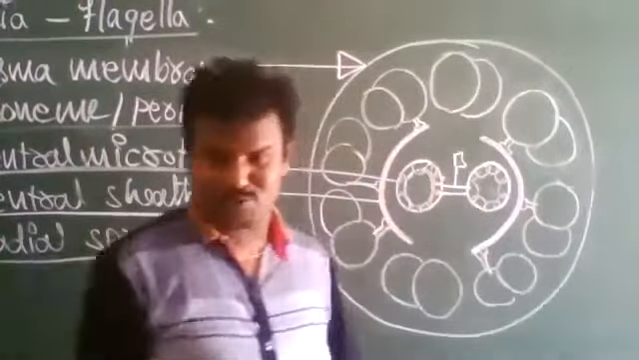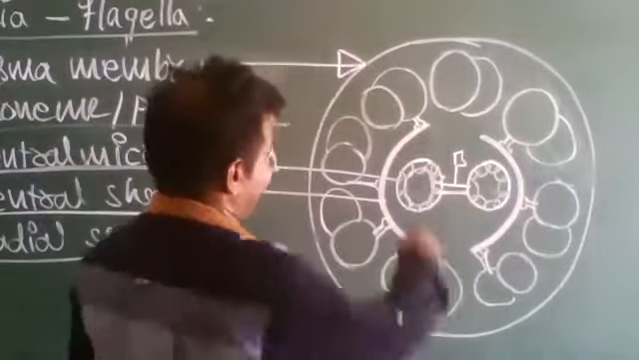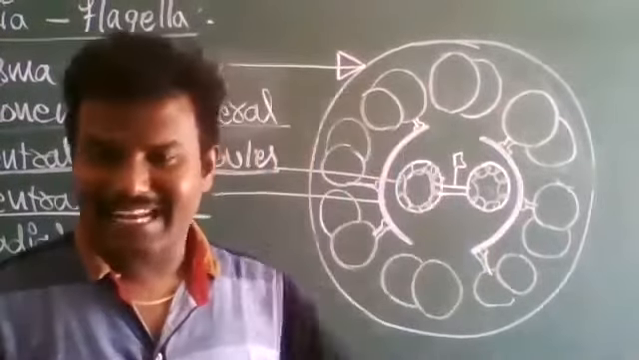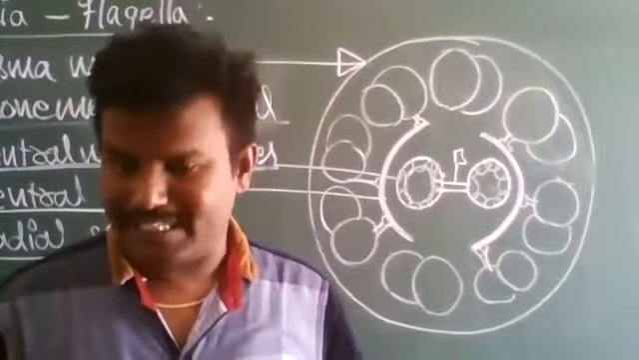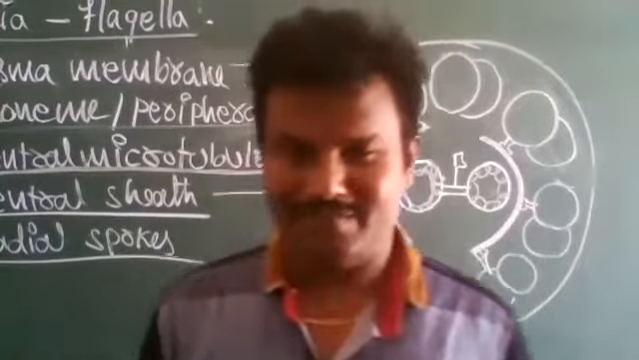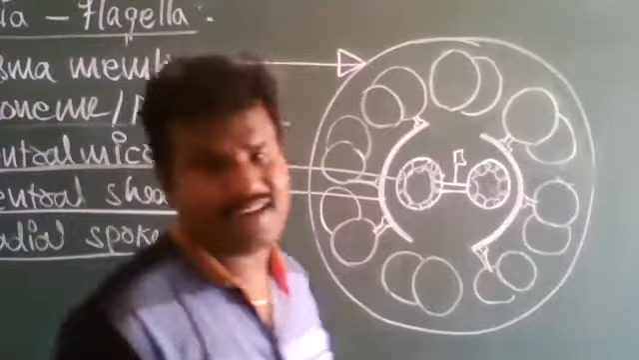It is called radial spokes. Here 9 radial spokes are present. 1, 2, 3, 4. Totally 9 will be there. 9 peripheral microtubules will be there, and the 9 radial spokes are attached to the central sheath. So this is called cilia and flagella.